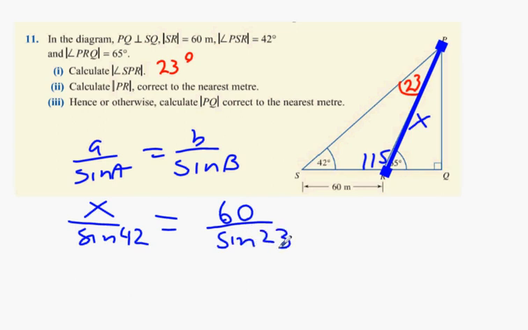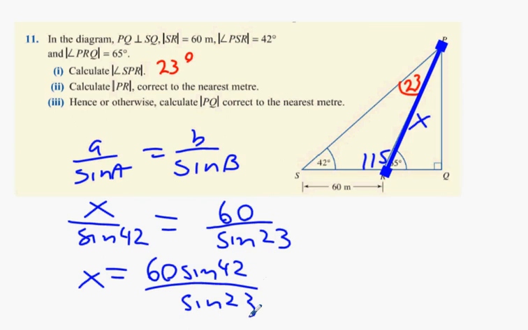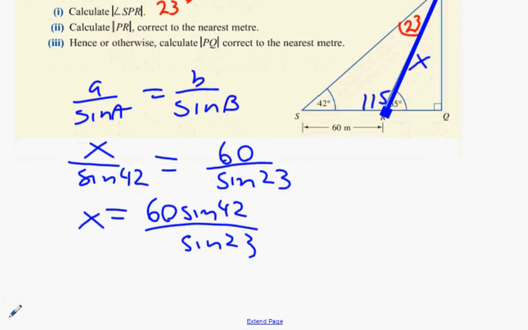Okay. What happens next? Sin 42 by sin 23. Someone want to tell me what the answer to that is? Quiet, guys. 102.75 meters, yeah? So 102.75. Okay. Next one, calculate PQ. Hence or otherwise, calculate PQ.